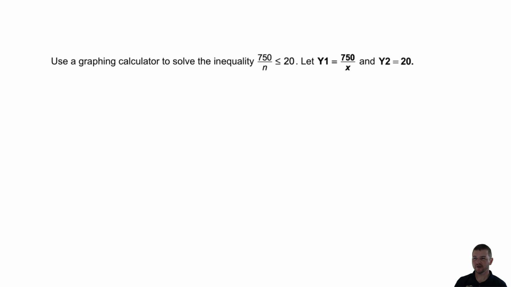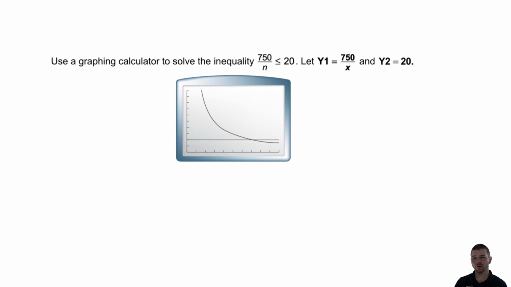Next, we use a graphing calculator to solve the inequality 750 divided by n is less than or equal to 20. Recall we want to find how many students it takes to attend to make the cost per student less than or equal to $20. To graph this inequality, we'll let y1 equal 750 divided by x and y2 equal 20, essentially turning this single inequality into a system of equations and finding the intersection and all points where 750 divided by n is less than or equal to 20.